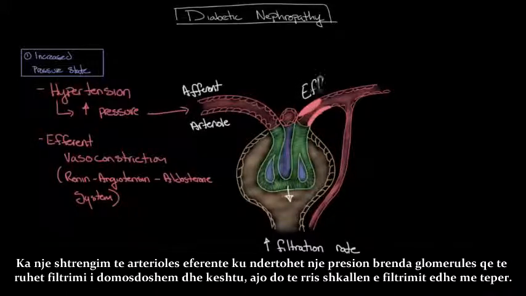So once again, this is similar to what occurs in the glomerulus in response to activation of this renin-angiotensin-aldosterone system. There's a constriction of the efferent arteriole to build up pressure within the glomerulus to maintain the necessary filtration, and therefore it will increase the filtration rate even further.